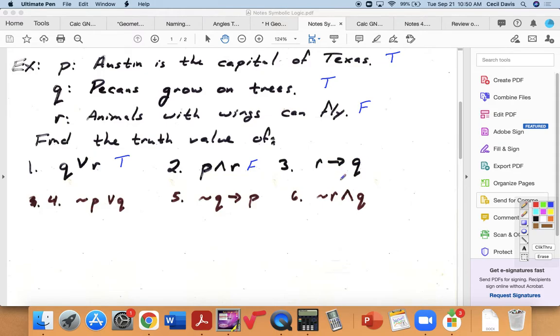Now, this one is from last week. What does this symbol mean? Then. It's sort of like then. It's literally read implies, but it is like the then in that this would be read R implies Q, which is the same thing as saying if R then Q. How does that make sense?